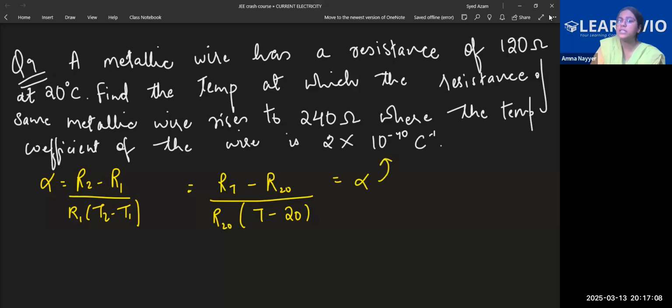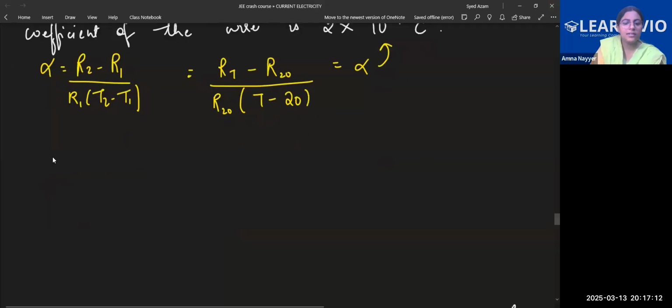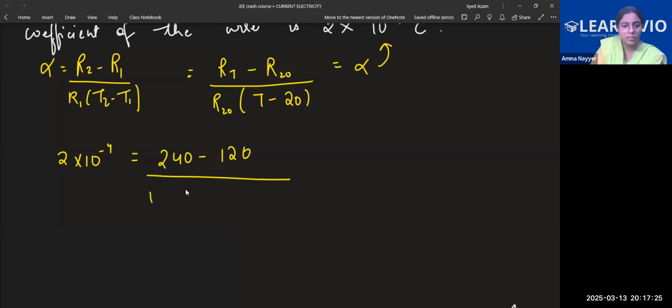Alpha is given in the question. So let's put in the values. Alpha is 2 into 10 to the power minus 4. Resistance at the temperature is 240. So 240 minus this is 120, divided by 120 into T minus 20.